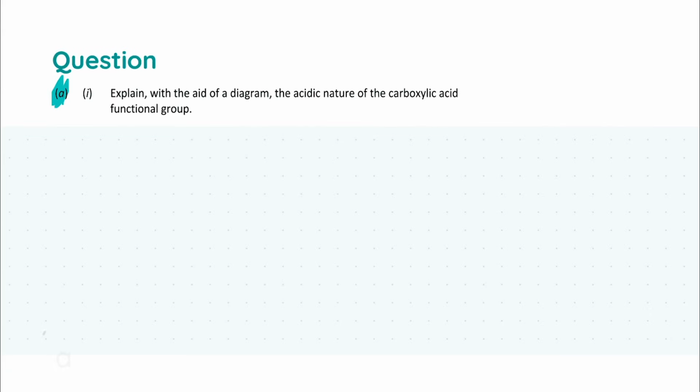Looking at part A, we're going to have a few subparts. Part I is the first one we're doing. We're asked to explain with the aid of a diagram, so an important thing to know is that we're going to be drawing something. We're asked to explain the acidic nature of the carboxylic acid functional group. What we're going to do is draw a little diagram and talk our way around it, and then write a little paragraph as well, because with the aid of a diagram means we need both an explanation and the diagram. You can't get away with just one or the other.